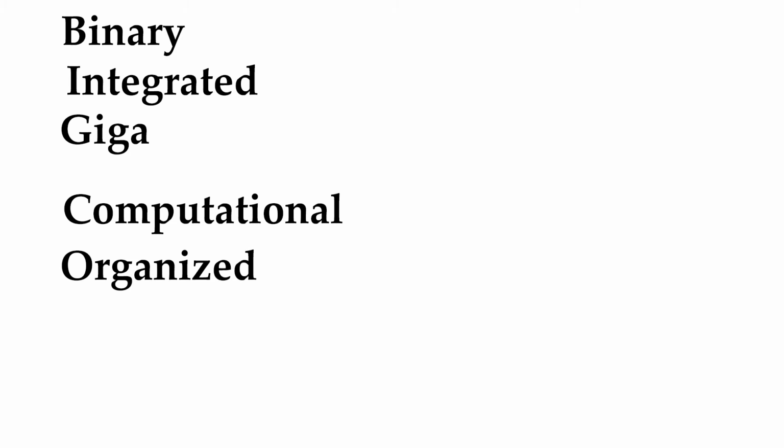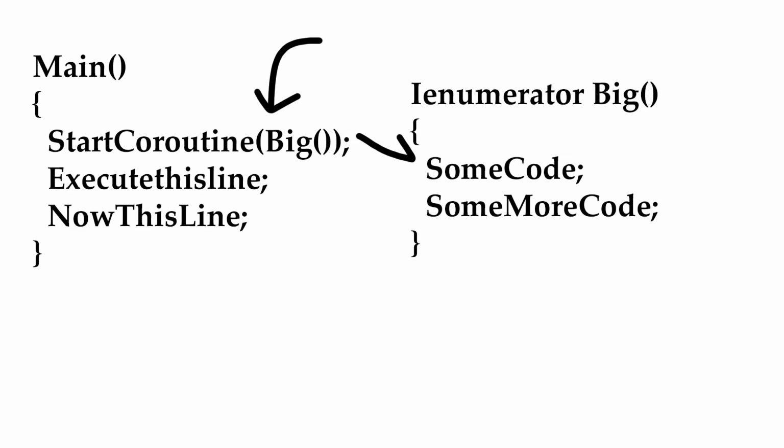Coroutines belong to a different acronym: Binary Integrated Giga Computational Organized Code Keys, otherwise known as programmer lingo aside. Coroutines don't follow the linear execution of code that typical functions do. A coroutine will be running at the same time as the rest of the program. That is why they're perfect for fading out functions.